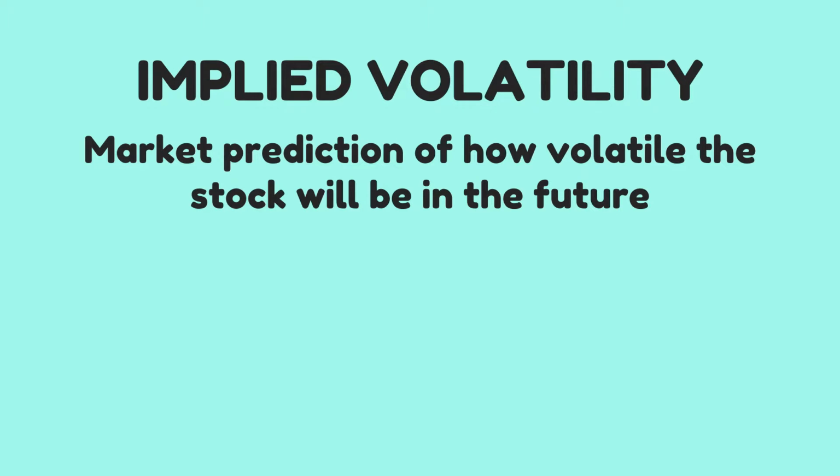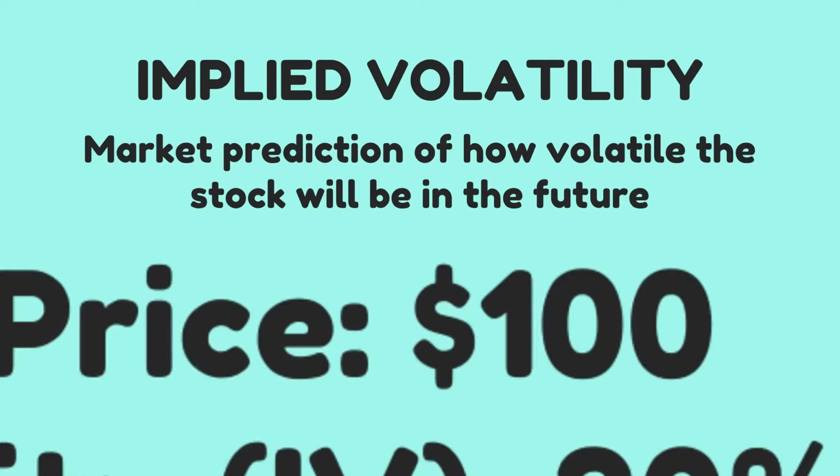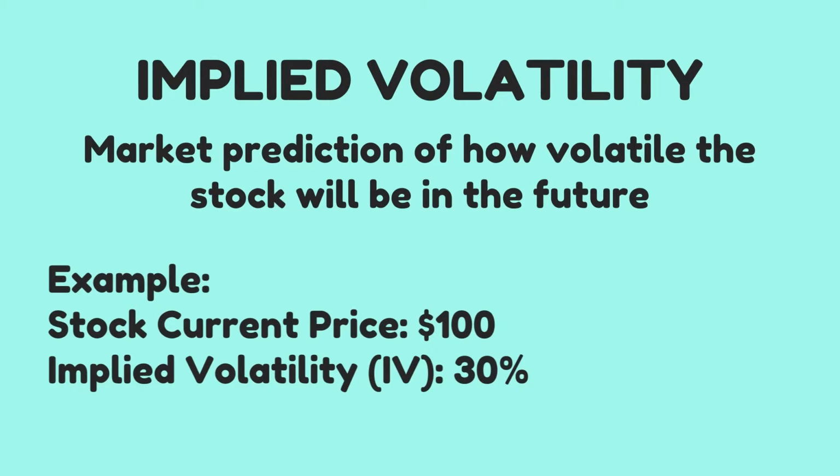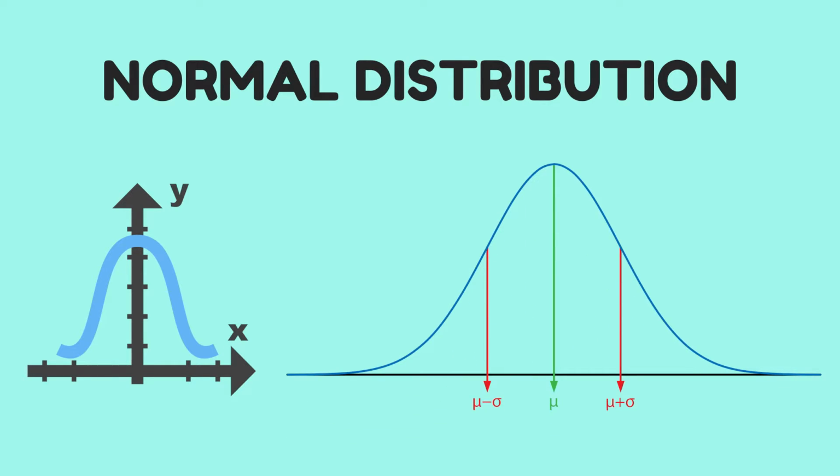It is what the market believes the volatility of the stock will be in the future. It is a big part of the option Greek, Vega. Let's say we have a stock trading at $100 with implied volatility of 30%. If you know a little about statistics, you've heard of one standard deviation, two standard deviations. The IV follows a normal distribution.